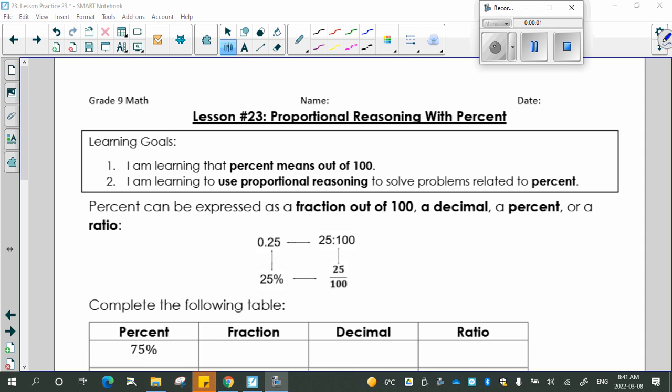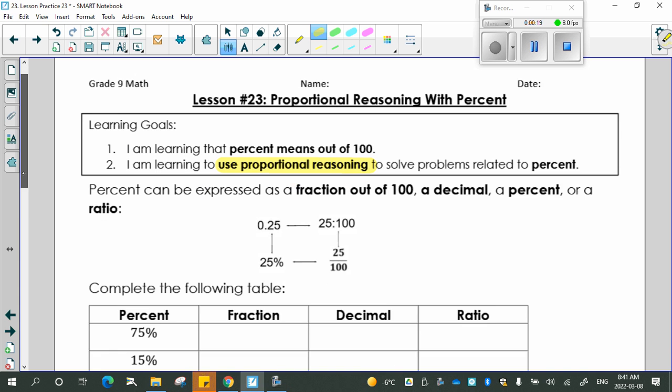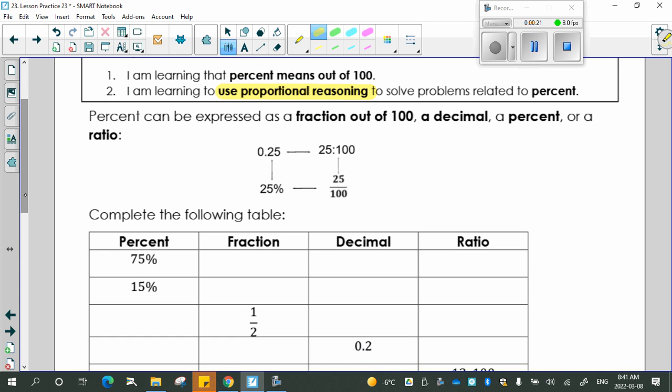Our learning goals are going to be learning that percent means out of 100, which hopefully you remember, and learning to use proportional reasoning. You may not have used percent in a proportional reasoning sense to solve problems related to percent. So one thing that you may recall from grade 7 and 8 is that all these things mean the same thing.